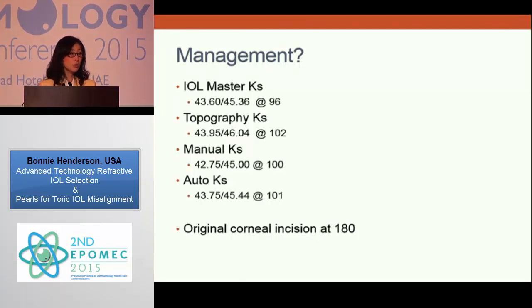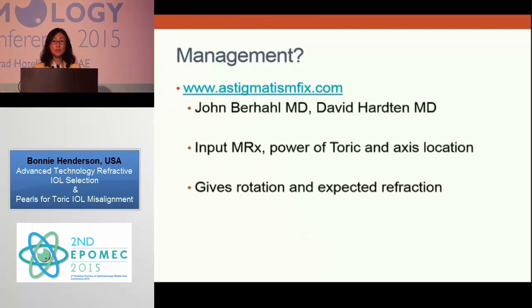A nice tool is astigmatismfix.com. This was created by John Berdahl and David Harden, and they put together this wonderful website where you can just input the power of the toric, the axis location, and the manifest refraction, and it tells you the amount of rotation. So here's a screenshot.